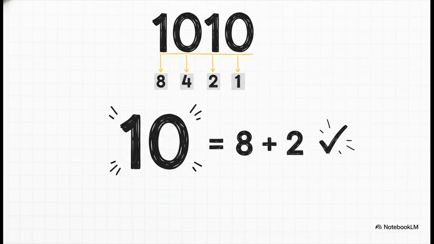But what is that in our numbers? Well, let's translate it back. We have 1 eight, 0 fours, 1 two, and 0 ones. So 8 plus 2 is 10. It worked! The computer got the right answer just by following those 4 simple rules.